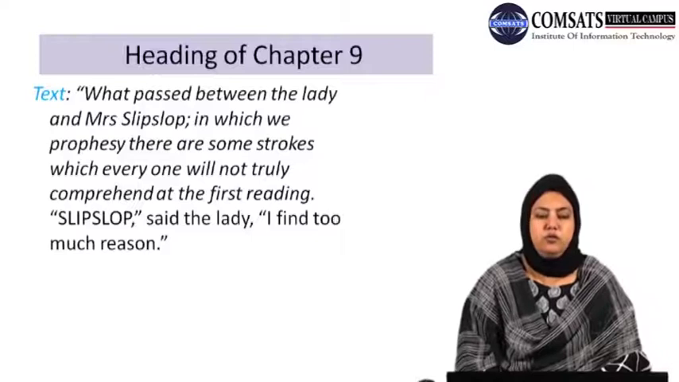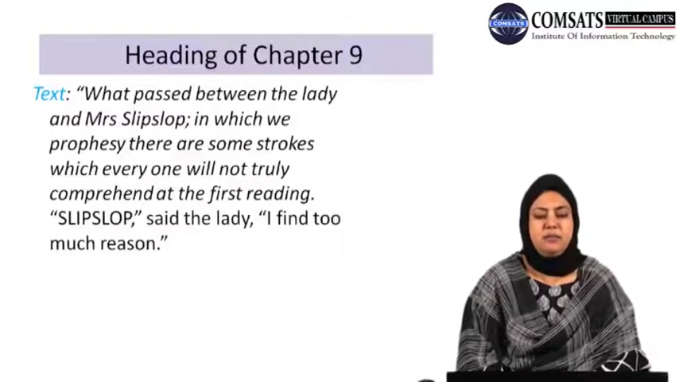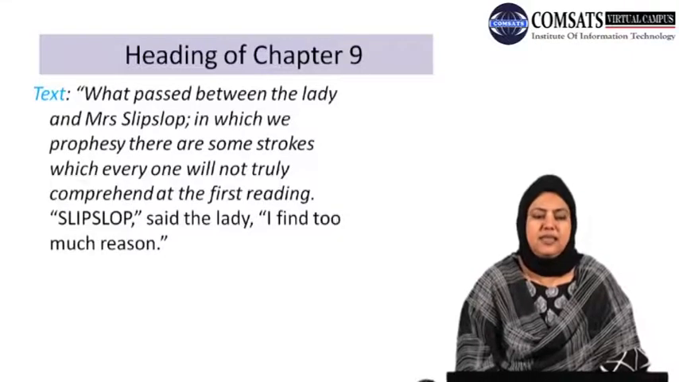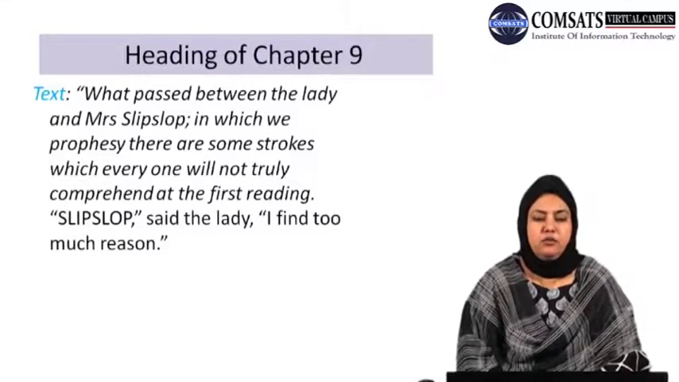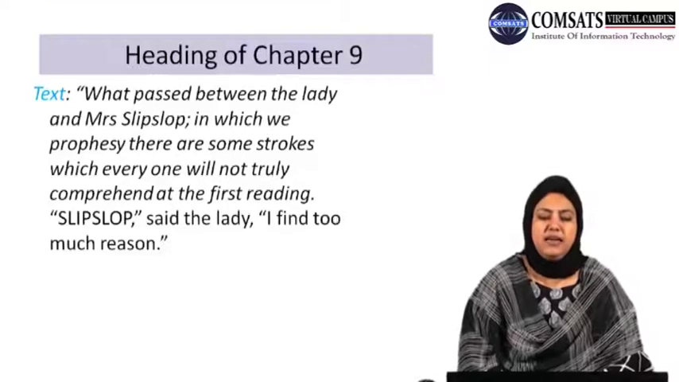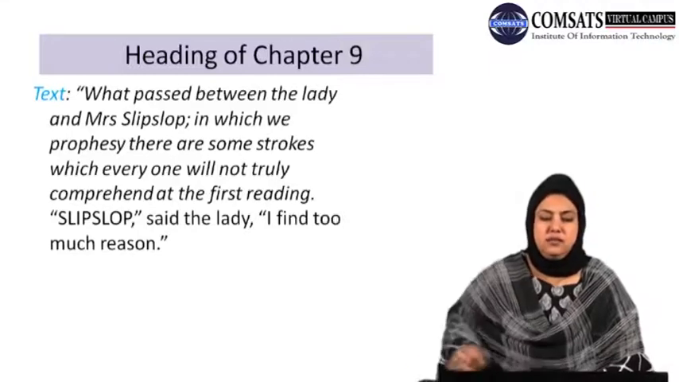With this we move on to chapter 9, and the heading of chapter 9 again gives clues about what happens in chapter 9. The text of the heading runs as follows. "What passed between the lady and Mrs. Slipslop, in which we prophesy there are some strokes which everyone will not truly comprehend at the first reading. Slipslop said to the lady, 'I find too much reason.'"